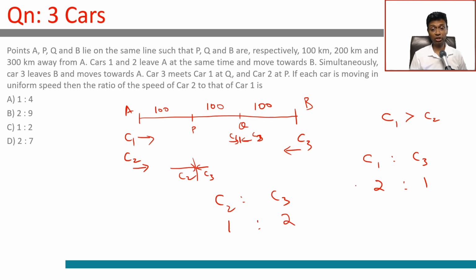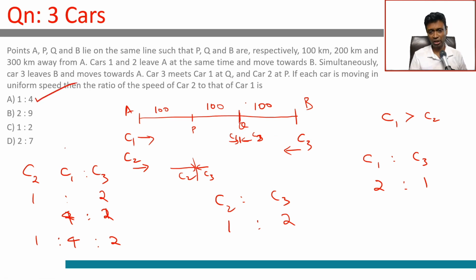We need to find C2 is to C1. That's it. So car 2 to car 3 is 1:2. Fine. Car 1 to car 3 is 2:1. We want to find car 2 is to car 1. And so just this 2:1 can be written as 4:2, so the ratios are 1:4:2. Car 2 to car 1 is 1:4. This is the answer. Right?